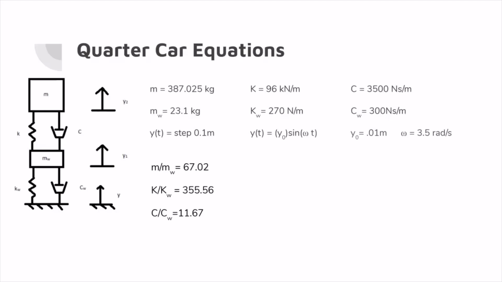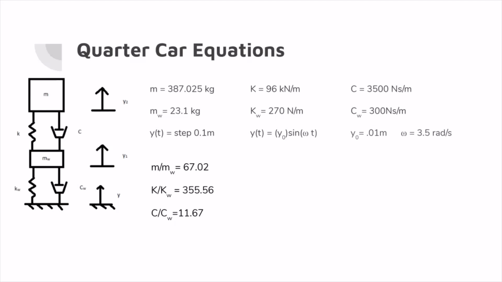For the quarter car equations, we found that the mass was equal to 387.025 kilograms for the rear. Our spring rate was about 96 kilonewtons per meter. Our C is equal to 3,500 newton seconds per meter. The mass of the wheel is about 23.1 kilograms. The spring rate of the wheel is about 270 newtons per meter, and the damping coefficient of the wheel is roughly 300 newton seconds per meter.